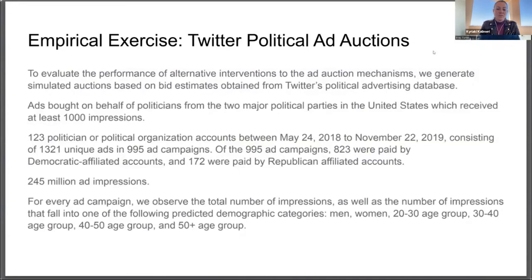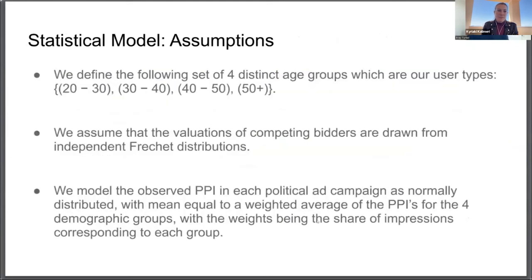We observe for every ad campaign the total number of impressions, as well as the breakdown of impressions by predicted demographic groups, which include men, women, and 20-30, 30-40, 40-50, and 50-plus age groups. I will use this data set for my empirical exercise where I estimate the bids of actual bidders. I estimate the bid distributions, which I will then use in simulated auctions.